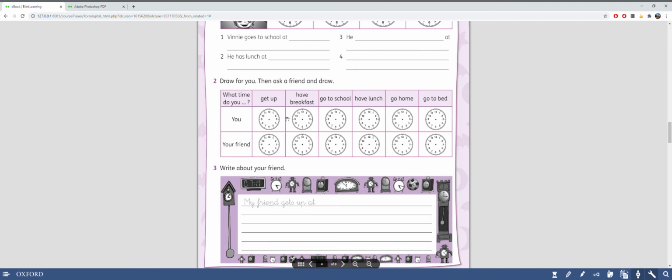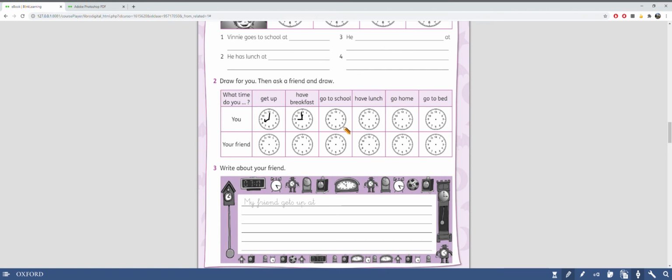Then, in activity number 2, we have to draw for you. Then you ask a friend and draw again. For example, what time do you get up? In my case, I get up at 8 o'clock. So we have to write 8 o'clock. Let's see. 8 o'clock. Very good. I have breakfast. I don't know, maybe at 9 o'clock. And then you have to continue with go to school, have lunch, and go home.